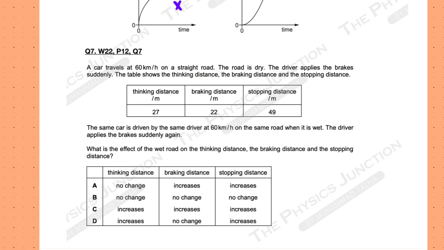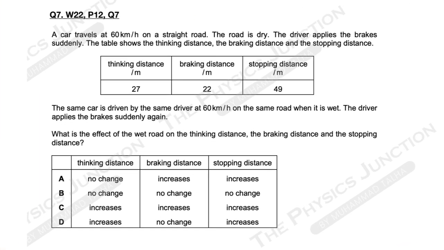A car travels at 60 kilometers per hour on a straight road. The road is dry. The driver applies the brake suddenly. The table shows the thinking, braking, and stopping distances. The same car is driven by the same driver at 60 kilometers per hour on the same road when it is wet. The driver applies the brake again. What is the effect of the wet road on the thinking, braking, and stopping distances?